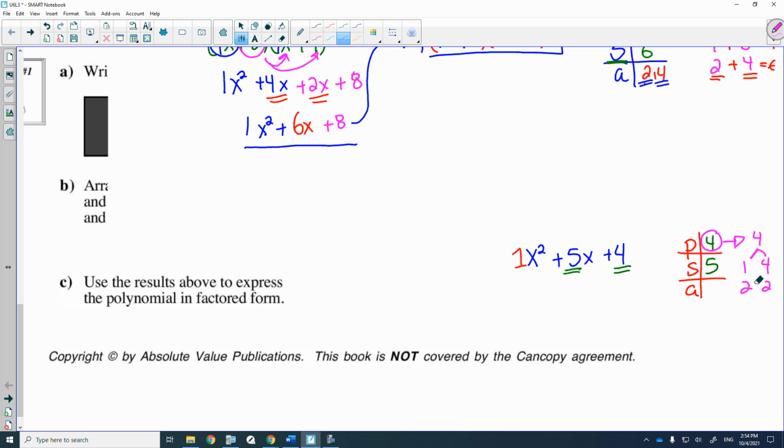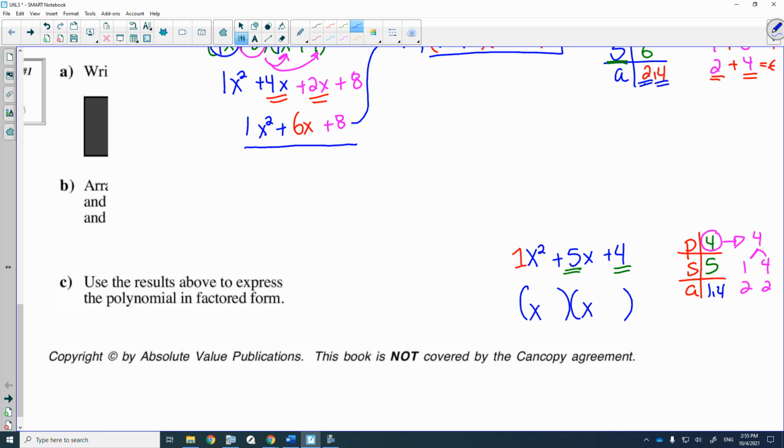If you added these numbers now, which one would sum to 5? And by inspection, you should be able to see that it's a 1 and a 4. So I'm going to write that down. That's my answer. Because check your answer: 1 times 4 gives you 4, 1 plus 4 gives you 5.